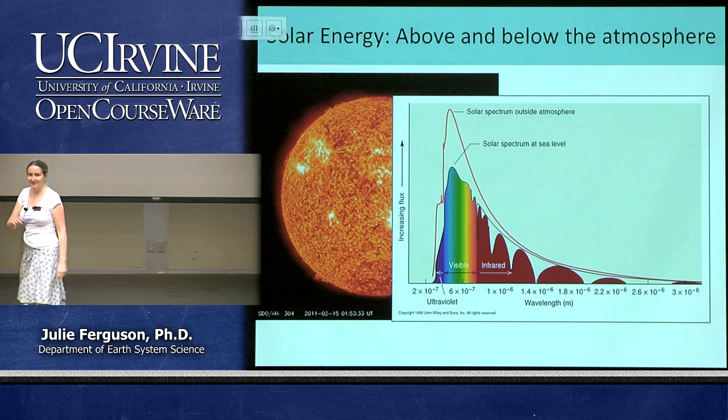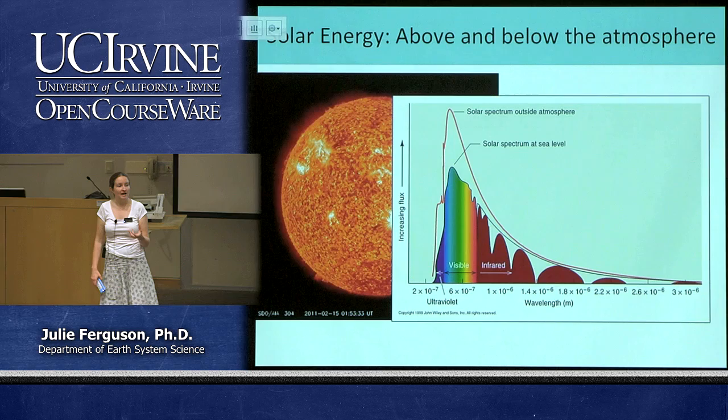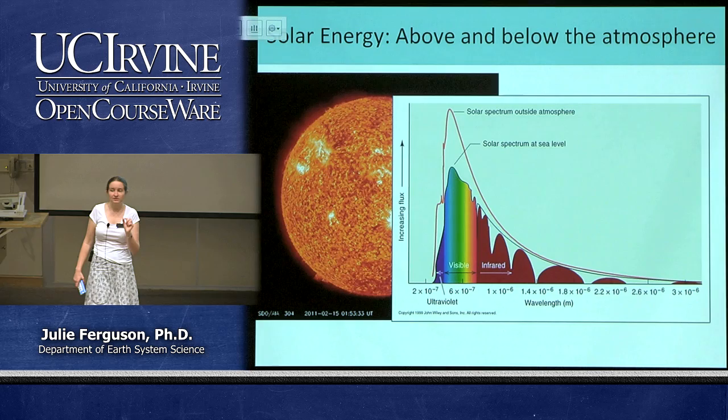Okay. Those little gaps are to do with the gases in the atmosphere. Certain gases in the atmosphere absorb certain wavelengths of light. And we're going to come back to this idea when we talk about the greenhouse effect.